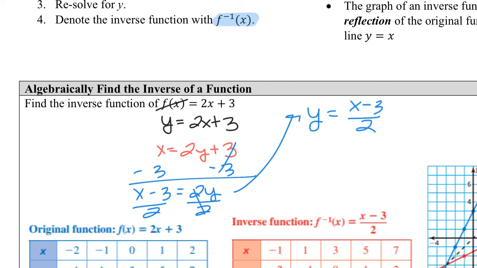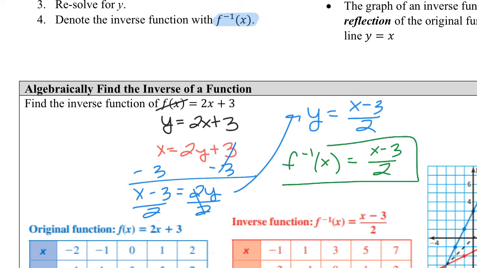Now, to denote that this new function is the inverse of the old one, we're going to replace this new y with f to the negative 1 of x equals (x minus 3) over 2. So the inverse of my original function is (x minus 3) over 2.